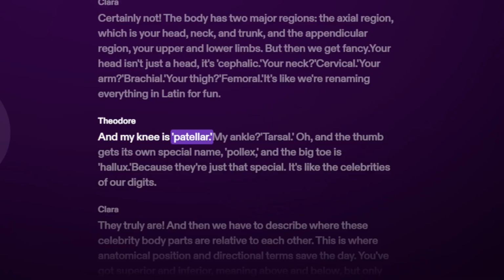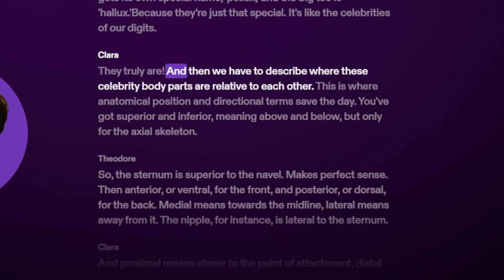And my knee is patellar. My ankle, tarsal. Oh, and the thumb gets its own special name, pollex. And the big toe is hallux, because they're just that special. It's like the celebrities of our digits. They truly are. And then we have to describe where these celebrity body parts are relative to each other.